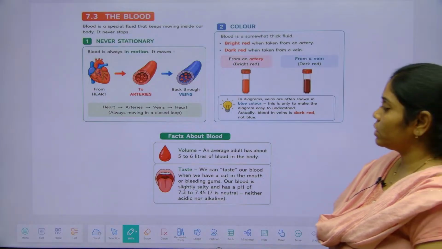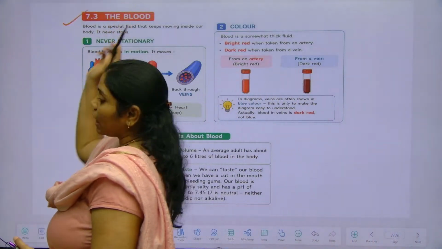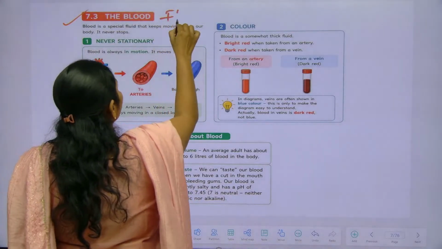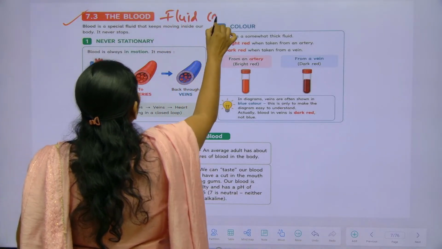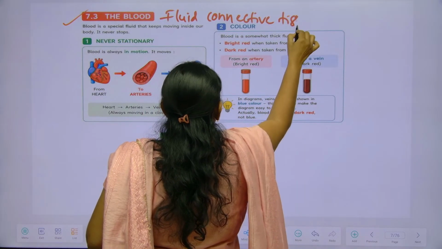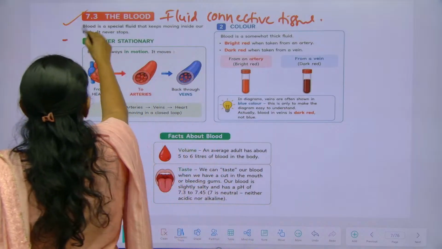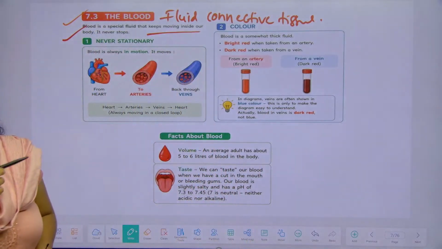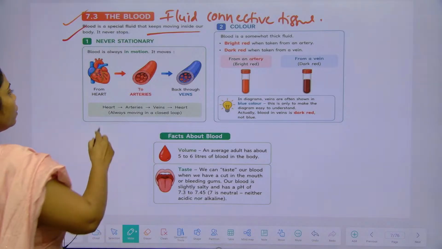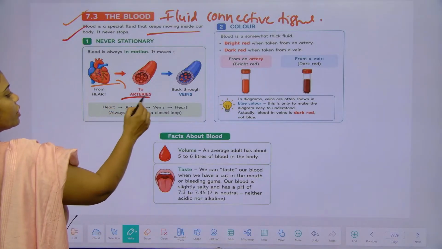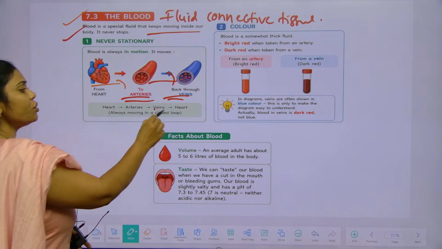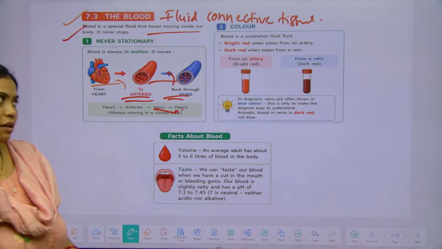Okay, right. Now what is blood? As we have already discussed, blood is what? A fluid connective tissue. So we know that blood always keeps moving. It is not a stagnant substance. See here, from the heart it travels to the artery, from the artery to the vein, and again from the veins to where does it go? To the heart itself only.